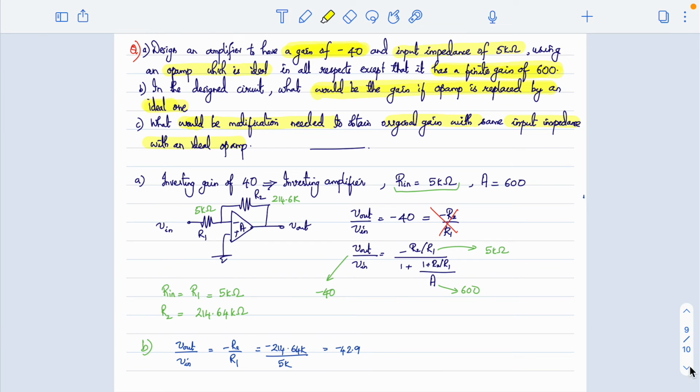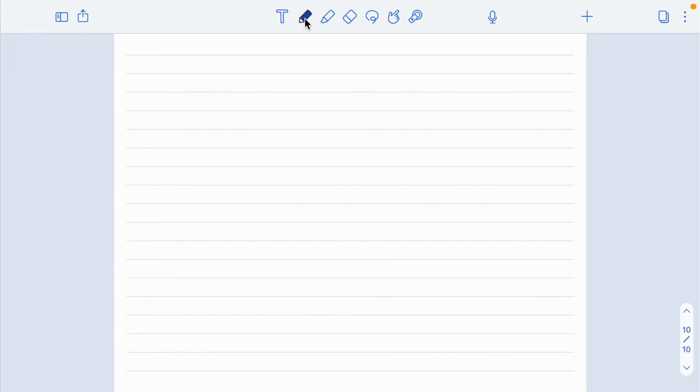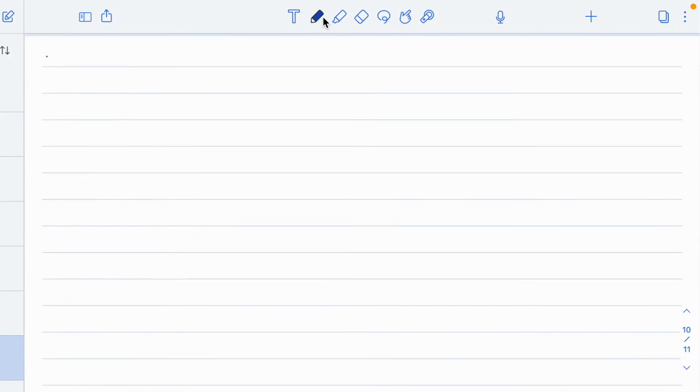So what is the scenario now? Let me write it here. The scenario now is, the C part says that now we have the circuit, minus plus, this is the circuit, this is what we have designed.